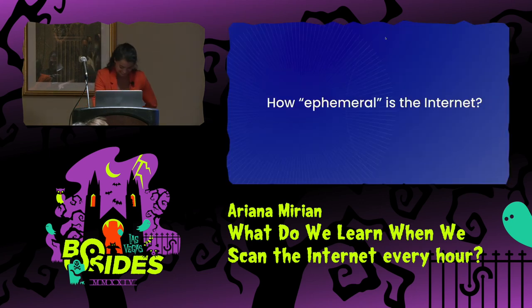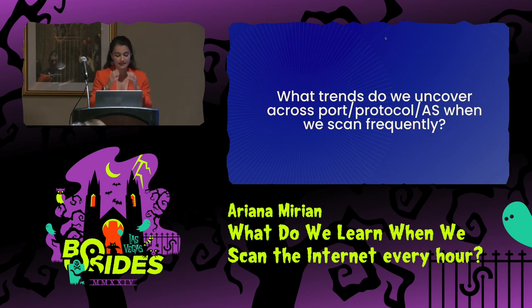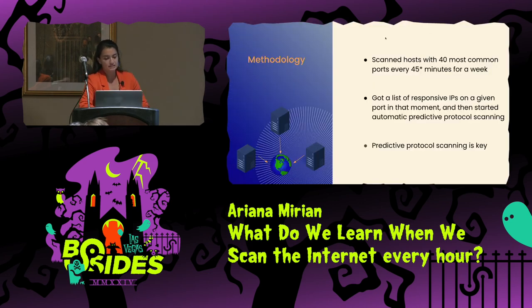Okay, so back to the task at hand. How ephemeral is the internet? As with any good measurement question, you can often break down this overarching philosophical question into more concrete, measurable outcomes. So really what I want to find out is, if we scan really frequently, what trends do we find across different ports, protocols, and autonomous systems? I'll get to what an AS is in a couple of slides. So if you're like, what the heck is that? Don't worry yet.